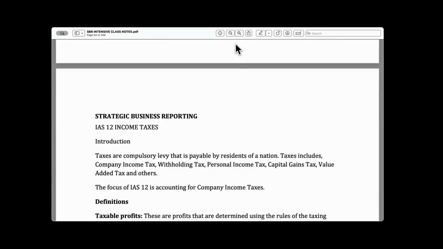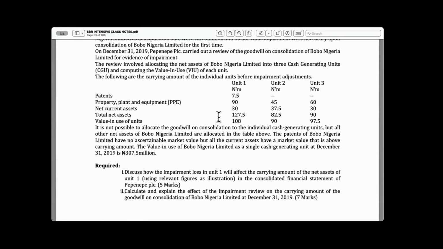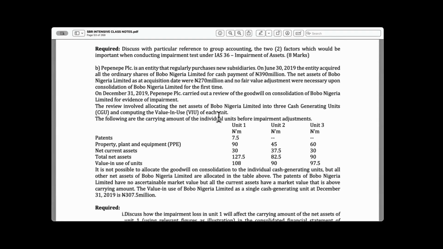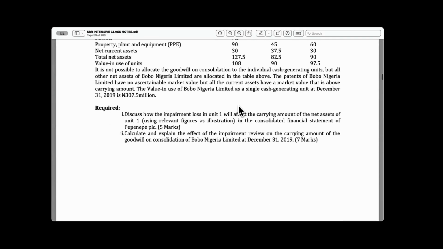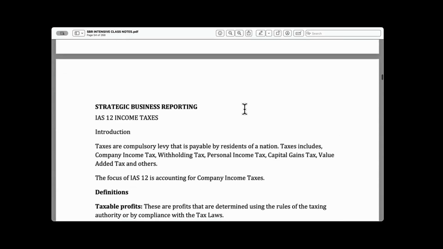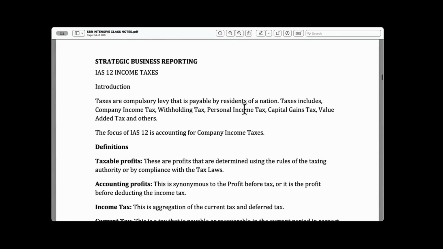Because in your pilot, I saw impairment there. Impairment loss will come out in your exam. That one is a given. There's nothing you can do about it. So please revise it.